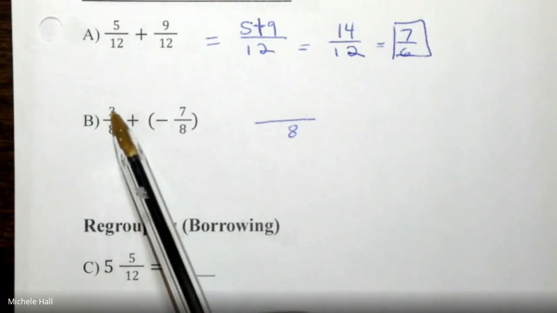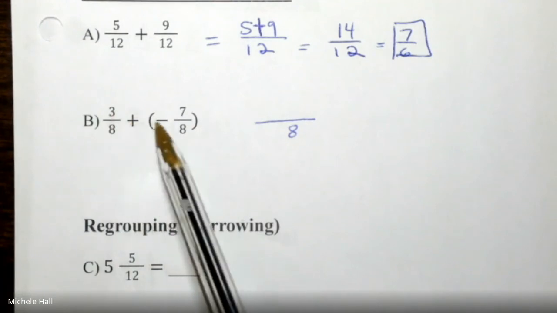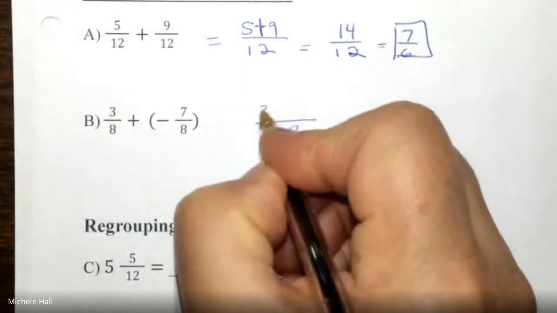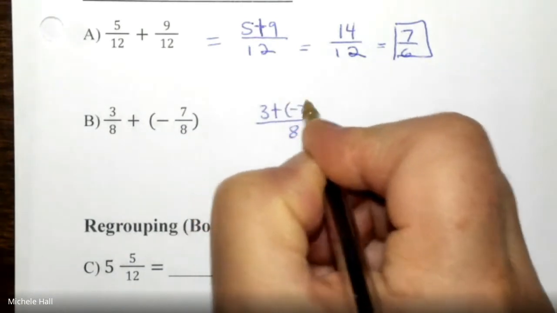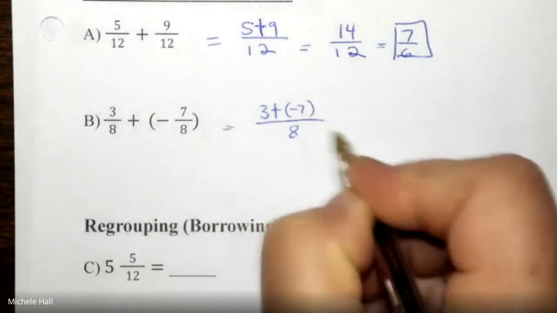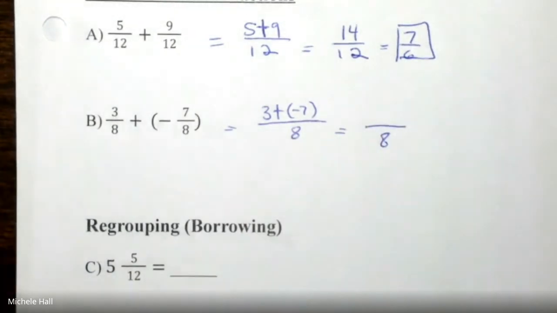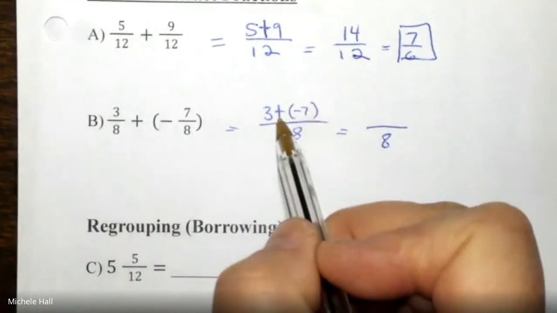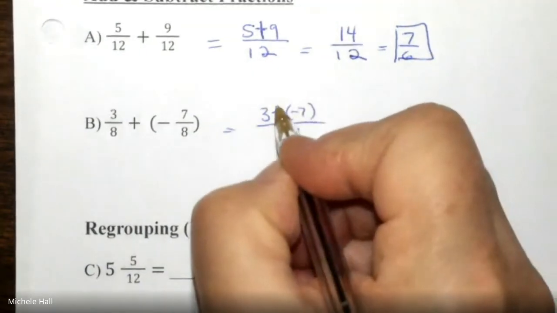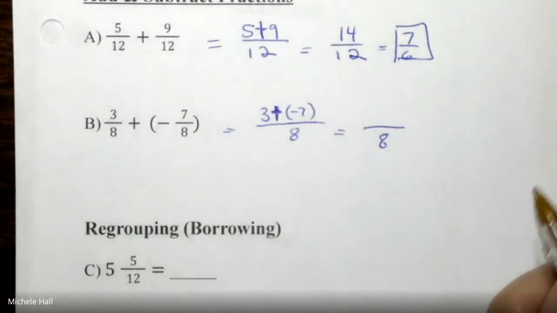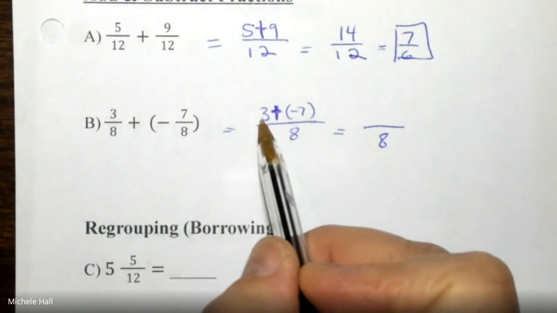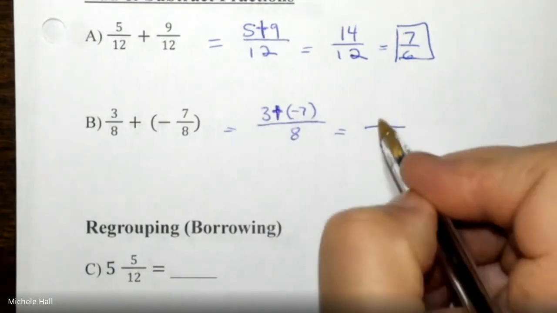It says 3 plus negative 7. Now we kind of see our integer rules here in the numerator. I know it's going to be over 8. 3 plus negative 7. Are we adding like signs or unlike signs? Unlike. So you subtract them. 7 minus 3 is 4.